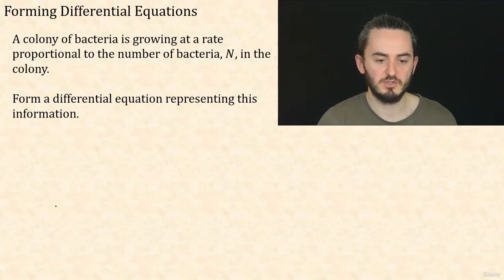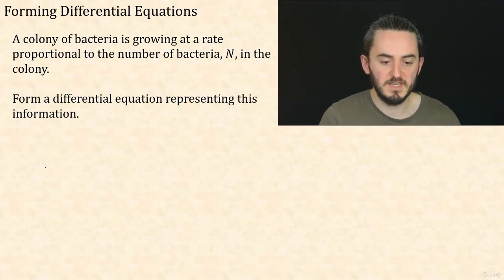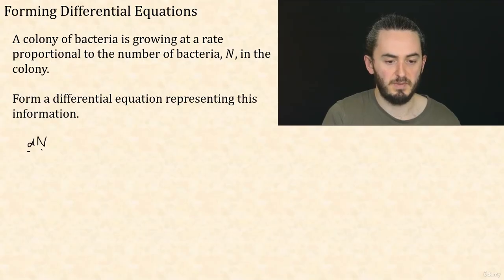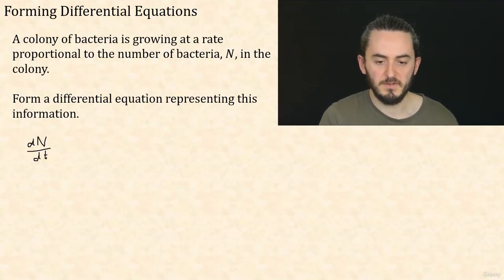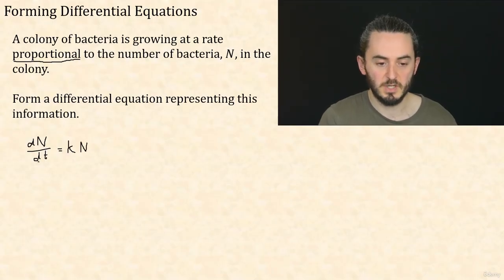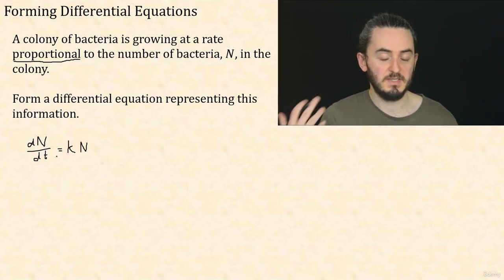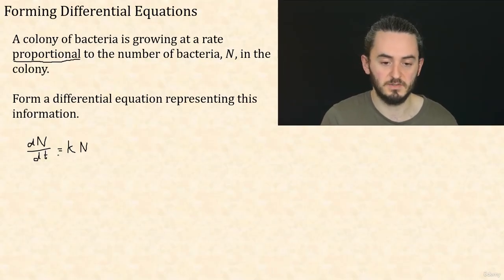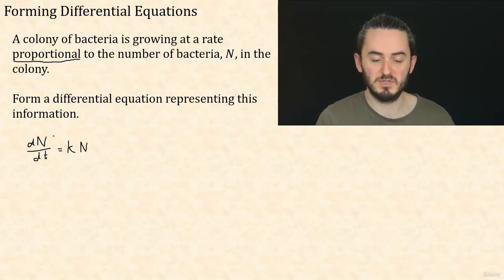So let's think about a question like this. A colony of bacteria is growing at a rate proportional to the number of bacteria n in the colony. Form a differential equation representing this information. Well, the rate of change of the number of bacteria is dn by dt. And if it is proportional to the number of bacteria, it must be some multiple of the number of bacteria. So dn by dt is equal to kn, where k is a constant. So that is the differential equation representing this information.